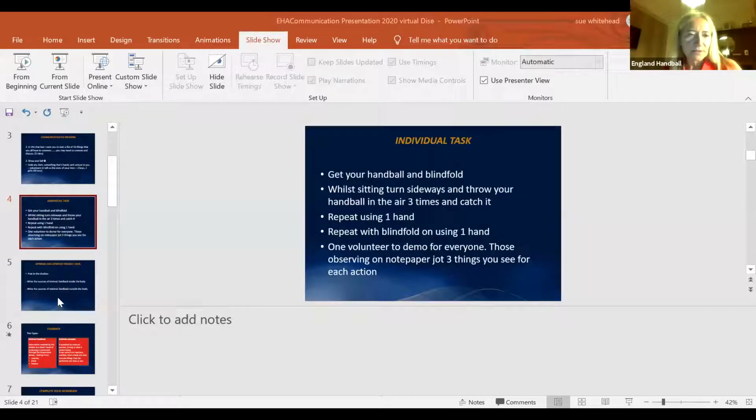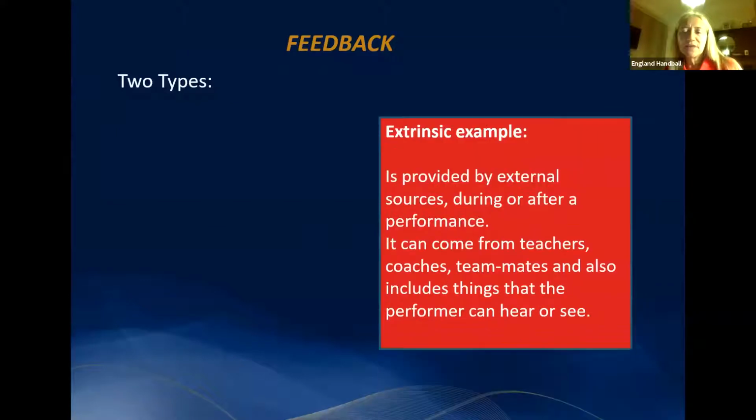Okay, I'm just going back to sharing my screen now. So we've got the two types there that we've said. The extrinsic is provided by external sources during or after a performance. It can come from teachers, coaches, teammates, and also includes things that the performer can hear or see. So things that you as a performer can see and hear are also an example of extrinsic feedback.